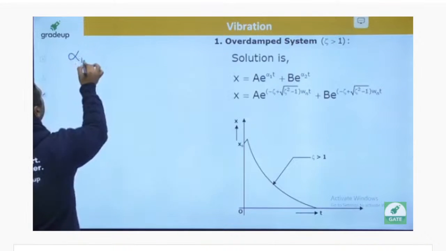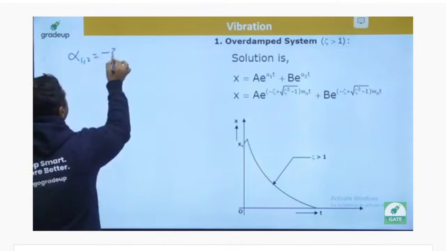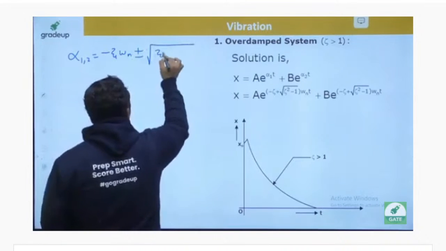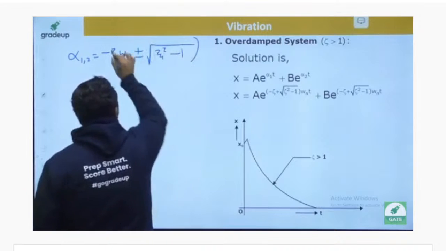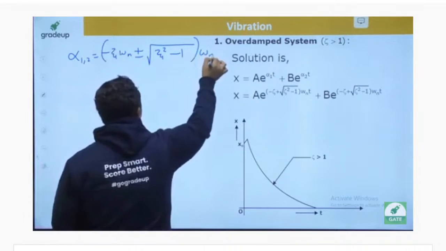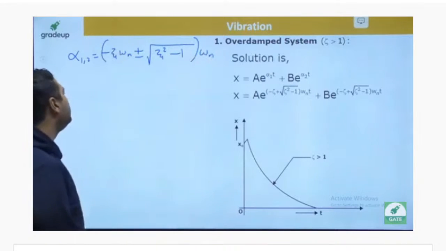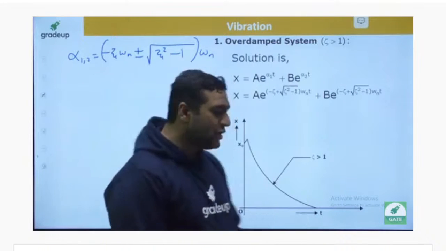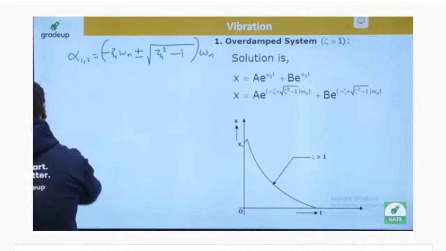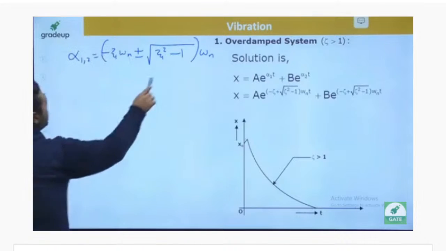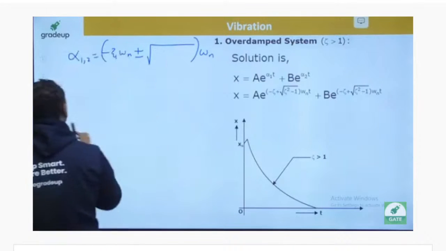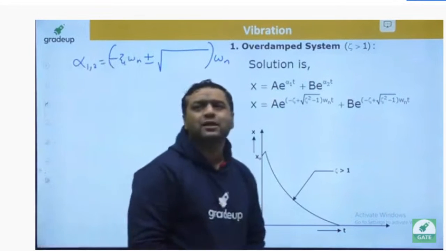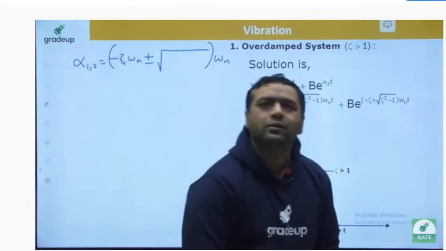You know that alpha 1, 2 is minus zeta omega n plus minus square root of zeta square minus 1 into omega n. Is it correct, guys? This is something you are getting, or 1 minus zeta square? What is that? Zeta square minus 1 or 1 minus zeta square? What do you feel?